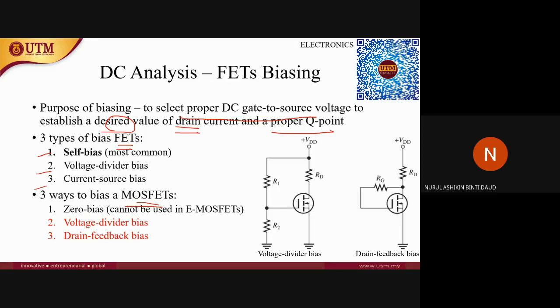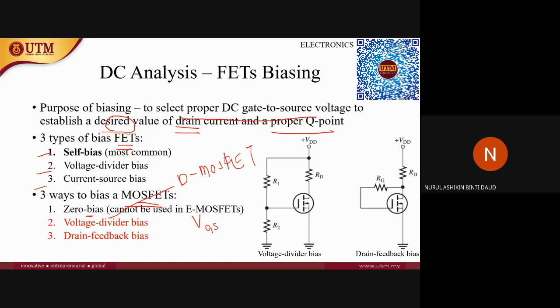Okay, so there are zero bias, voltage divider bias, and then drain feedback bias. Zero bias is only applicable for the D-MOSFET, but for e-MOSFET it cannot be used, because for e-MOSFET the VGS should be larger than the threshold in order to turn on the MOSFET. So that's why zero bias cannot be used.